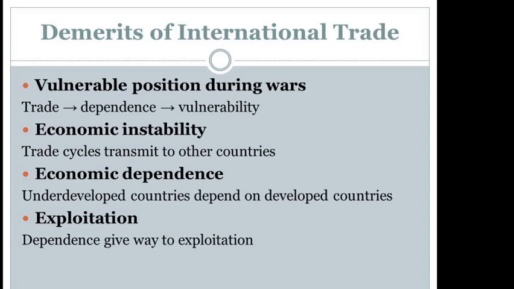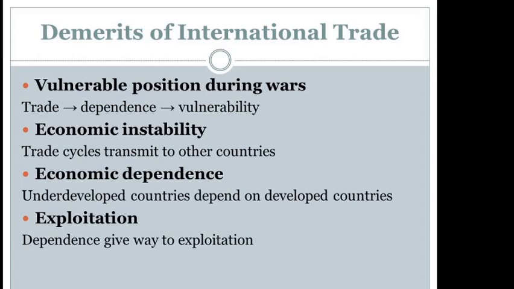The second point is economic instability. International trade is a source of economic instability. Whenever an unstable position occurs in any one of the economies, it will get transmitted to all the trading economies. So there is a possibility of booms and depression present in one country being transmitted to other countries of the world through trade.